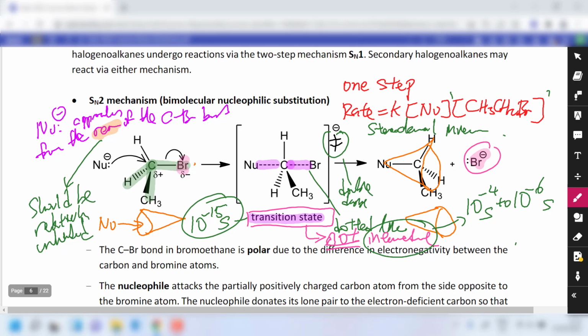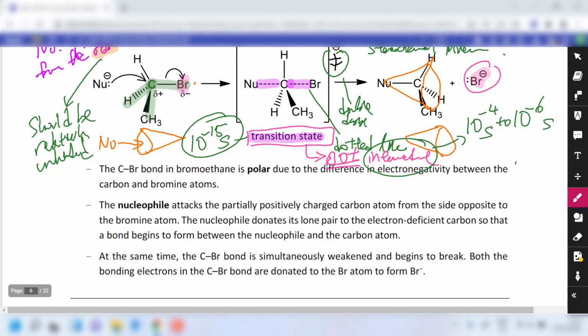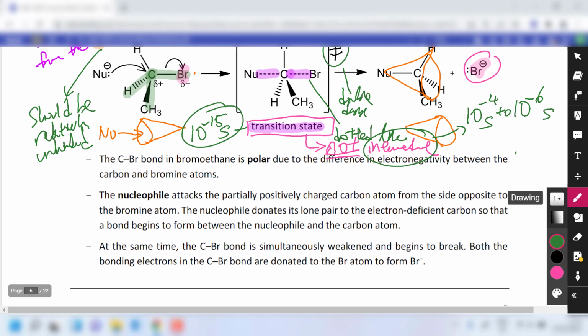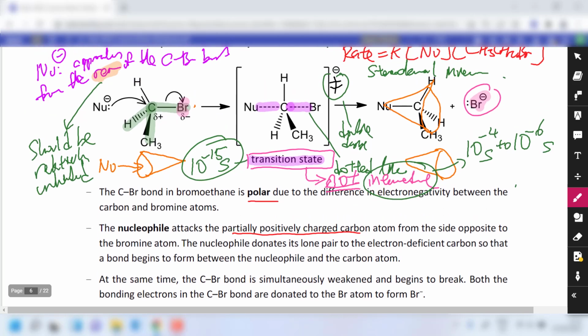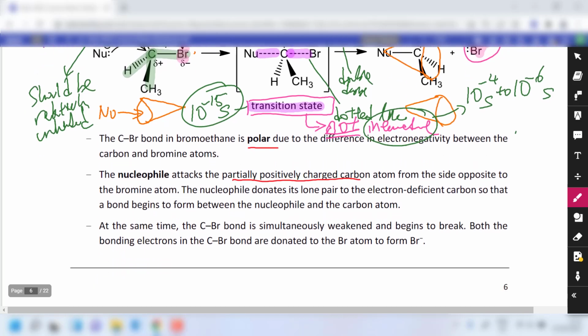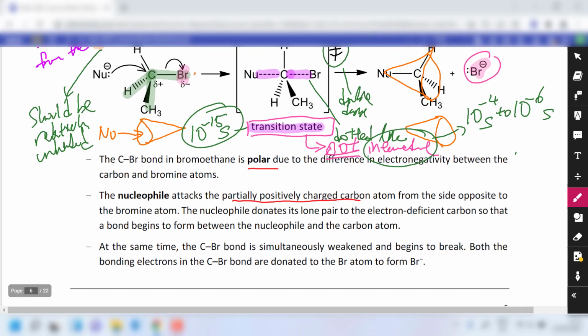I'm going to just go through the written part of the notes so that you are not overwhelmed. The C-Br bond is polar, so it makes the carbon center electron deficient. The carbon center is also known as the alpha carbon. The formation of the bond between the nucleophile and carbon happens at the same time as the breaking of the C-Br bond. This is important.